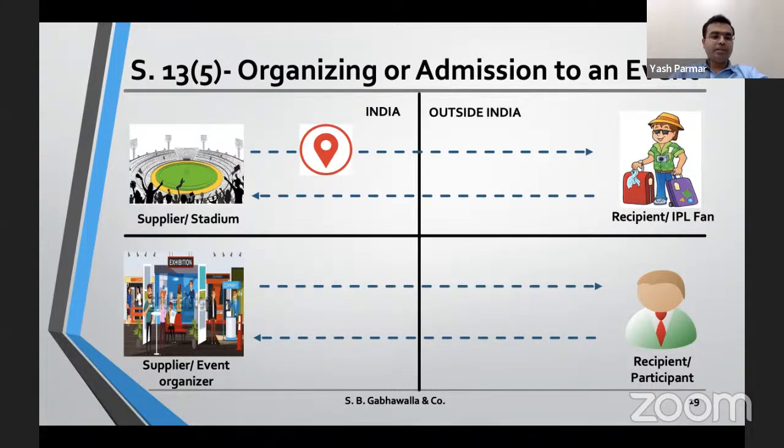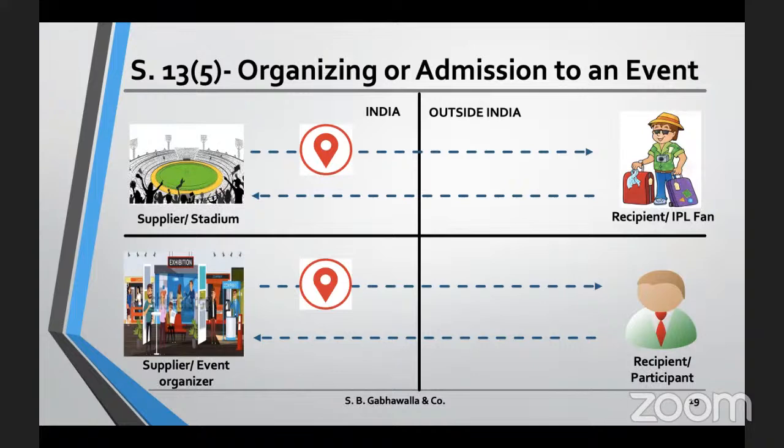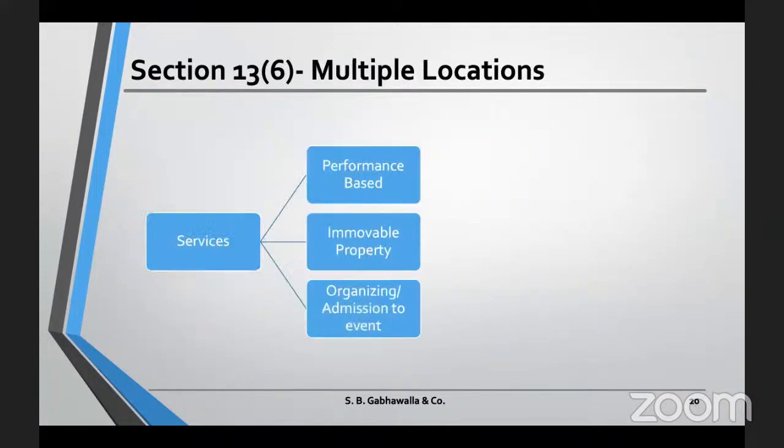But because this event is being held in India, the place of supply will be the location where the event is actually held. And therefore, in this particular case, the tax will be payable in India because the place of supply is defined to be the location where the event is actually held. With this, we'll go to the next subsection.